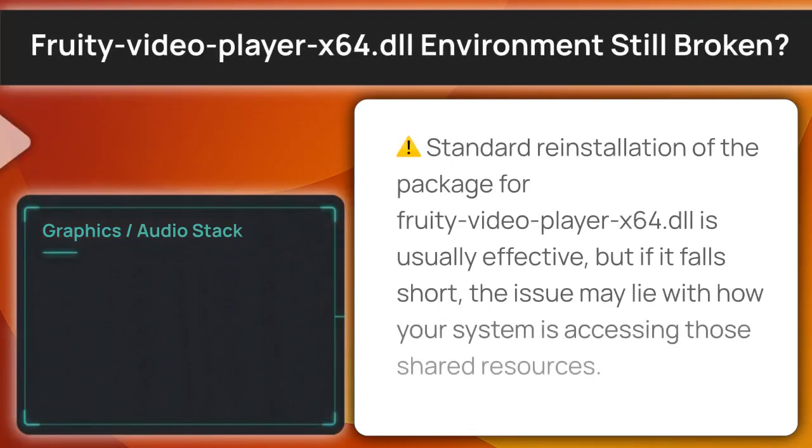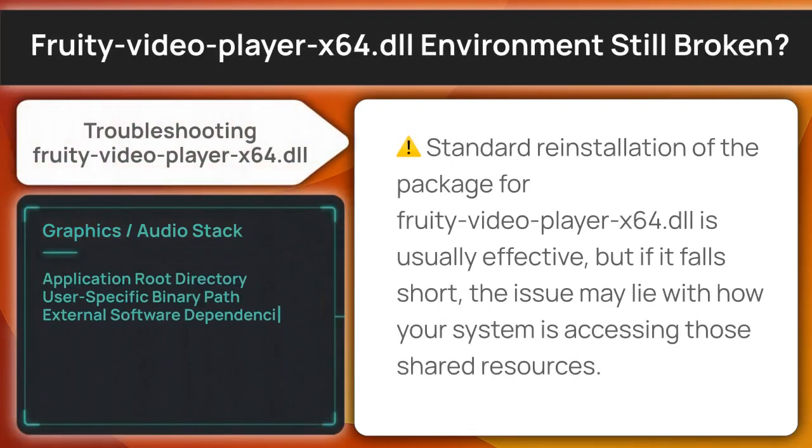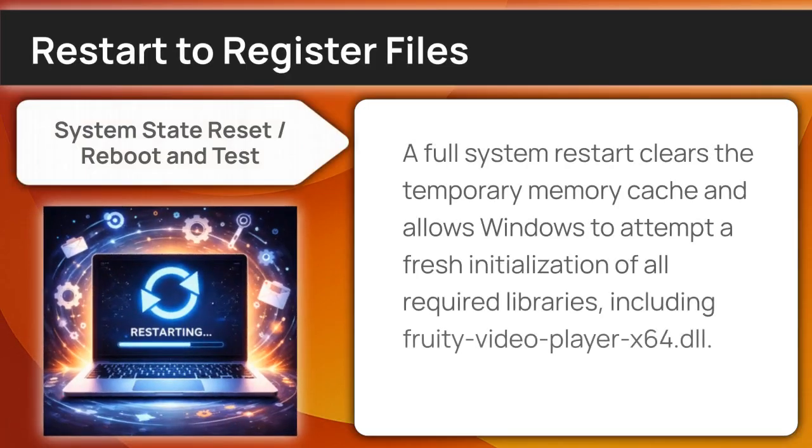Should the file remain missing after a reinstall, we need to ensure that the operating system is forced to re-index its shared library paths. A system reboot is a reliable way to clear away zombie processes that might be interfering with Fruity Video Player 64 Library. It's a low-impact step that ensures your operating system is starting with a synchronized environment.